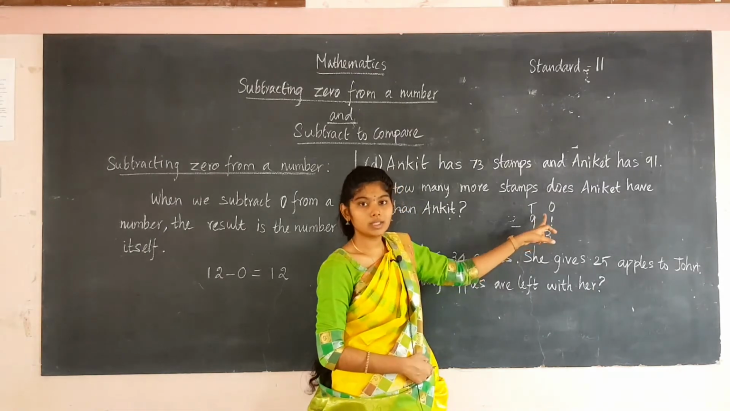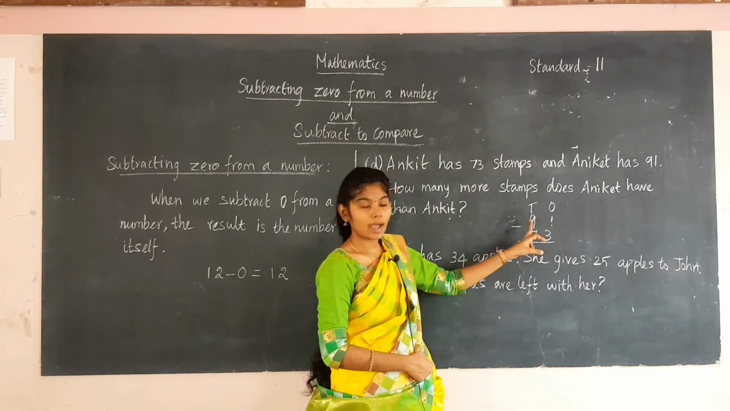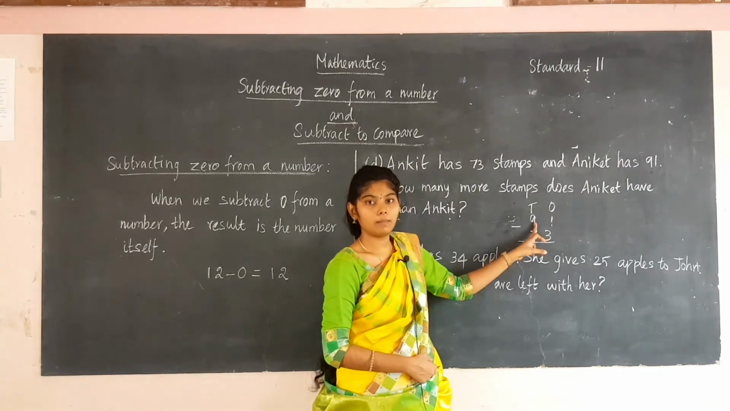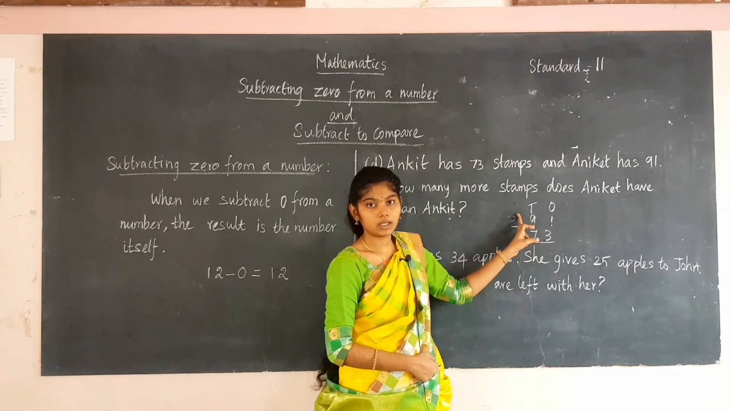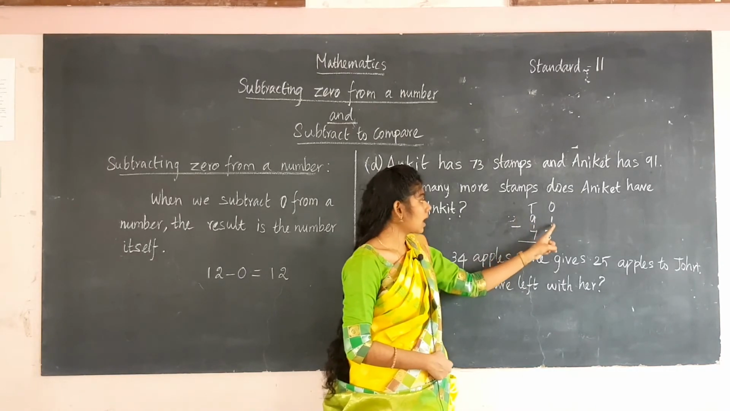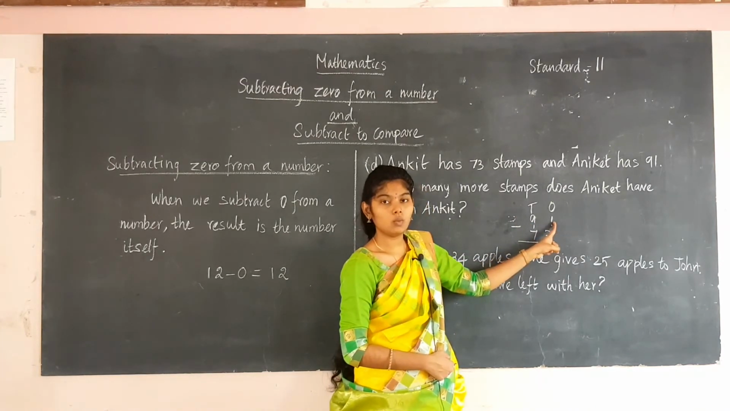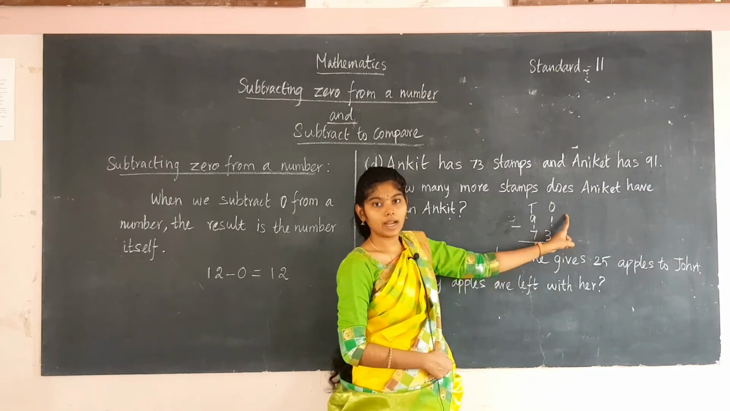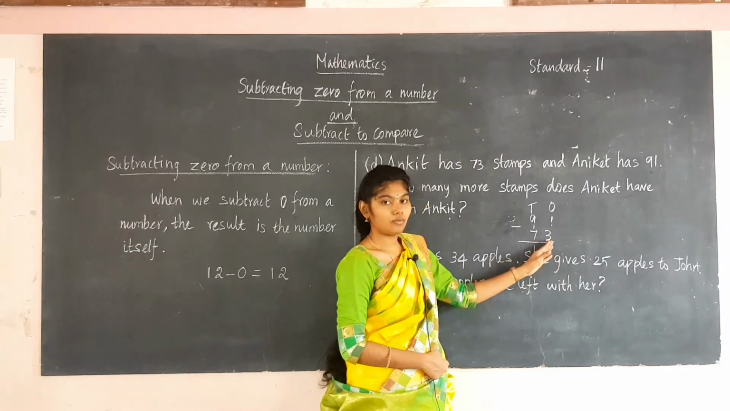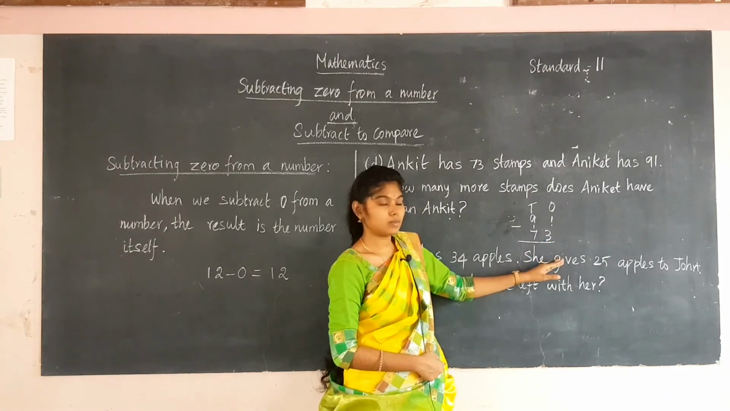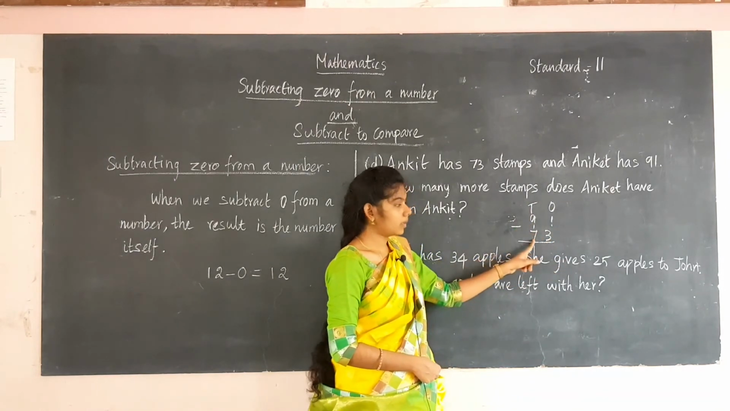How will you borrow? You will cancel the number given here and write the number before it. Here what number is given? 9. The number before 9 is 8. So write 8 in the tens place and write 1 before the number in the ones place. Cancel this number and write it as 11. Now keep that number 11 in the mind and 3 in the fingers, then you will get the answer for the ones place, and then you will subtract in the tens place.